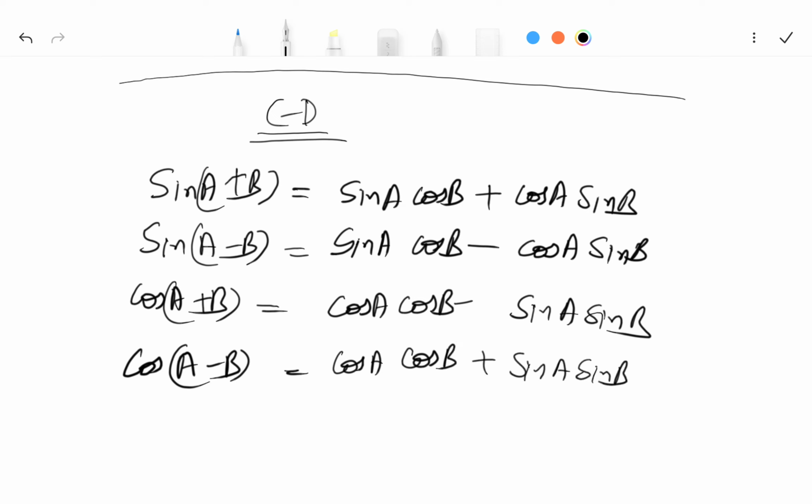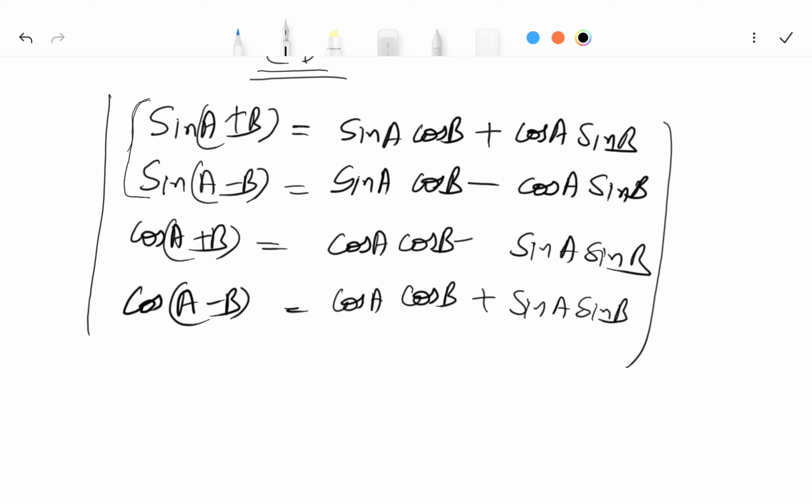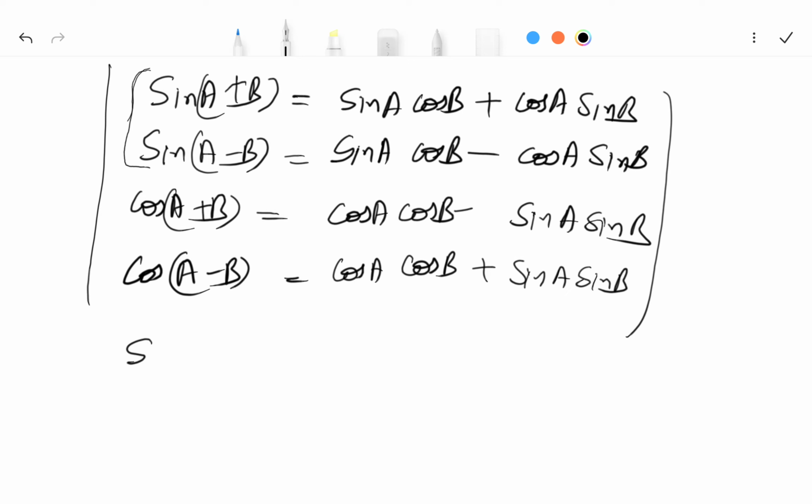I have already proved these formulas, but I have to use them to derive the C and D formulae. It is very easy. First I will select these two formulas, and I will add both of them. Sine(A plus B) plus sine(A minus B), what will I get? These terms will be cancelled out, and I will get 2 sine A cos B.